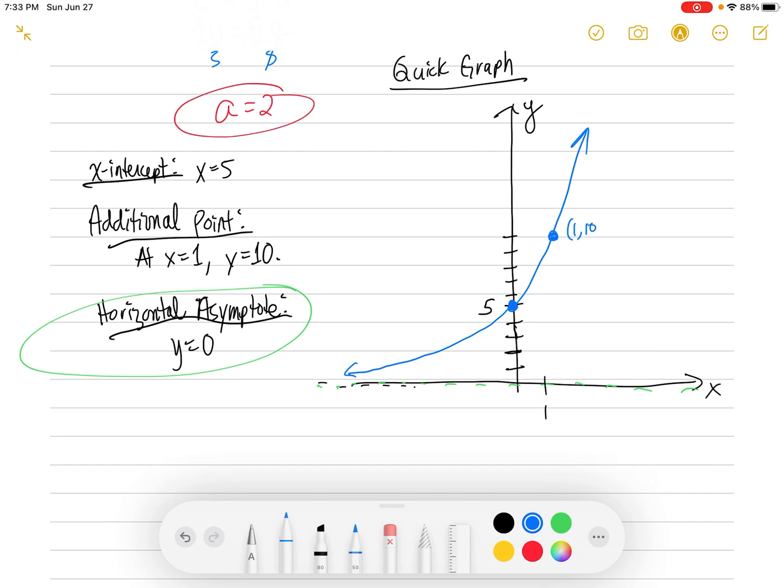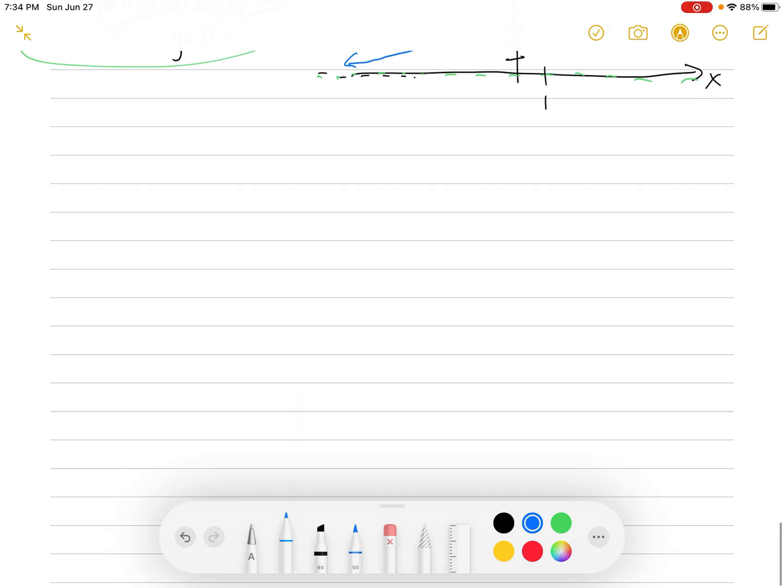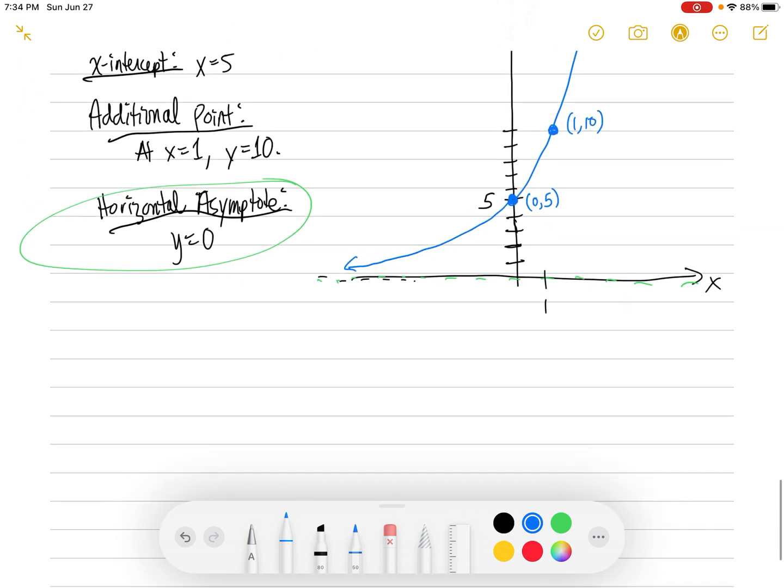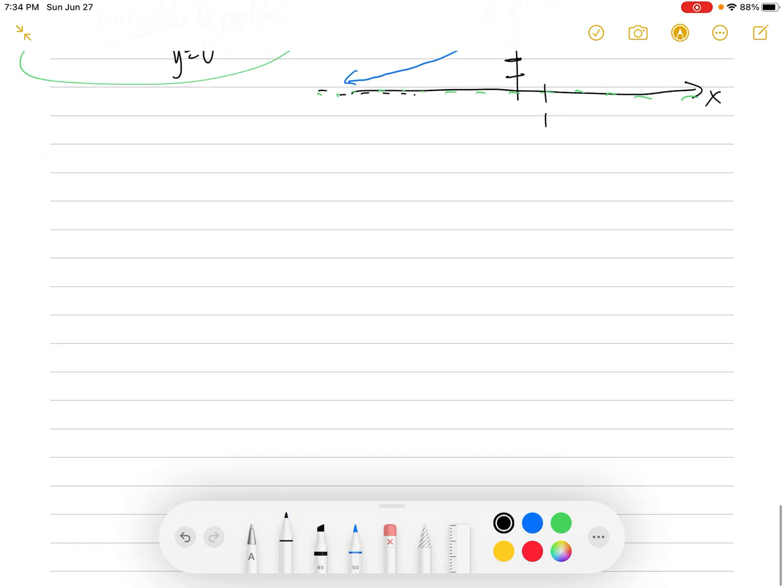And we know it's increasing to the right, so therefore it must be decreasing to the left, and it must be approaching the horizontal asymptote. So that's a quick way to do your graph. I'm going to write this as (1, 10) and this point back here as (0, 5). So you want the y-intercept, one additional point, and you want the horizontal asymptote as well as the basic shape of the graph. That's a quick way to really graph these.